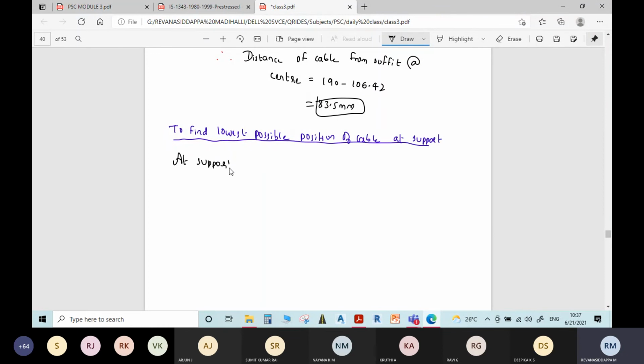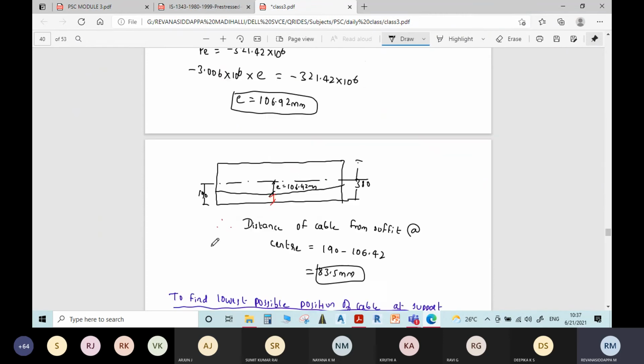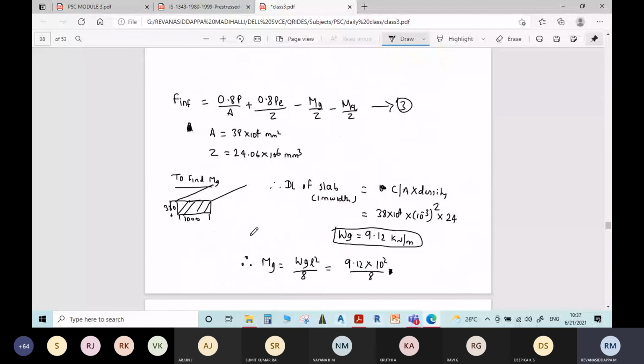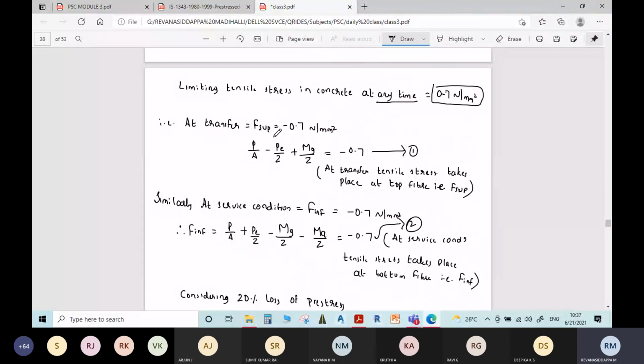what will be the value of Mg and Mq at the support? I am asking, not at the center of the span. It will be 0, right? It will be 0 at the support and WL square by 8 at the center of the span. So it is 0. Okay. Now you take equation 1. You substitute Mg equal to 0.